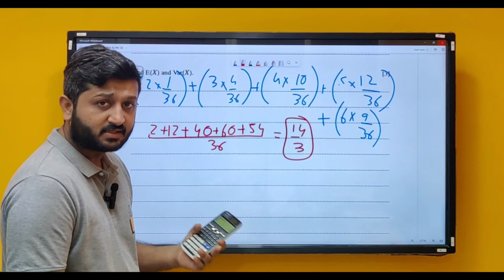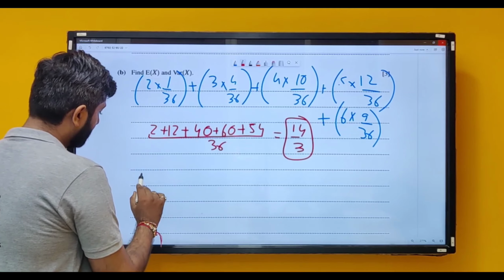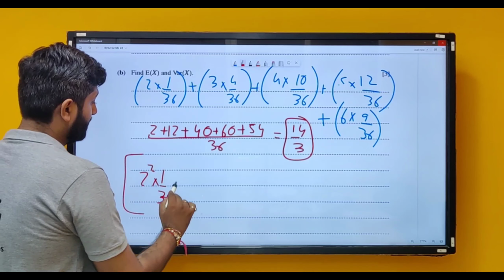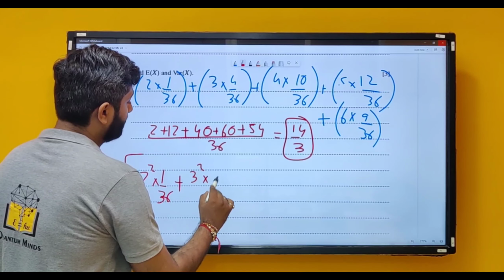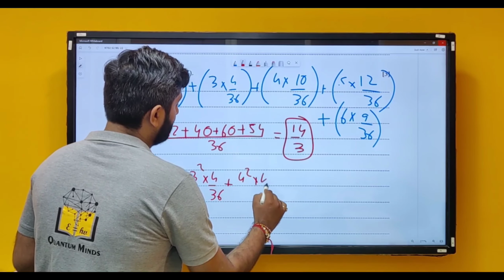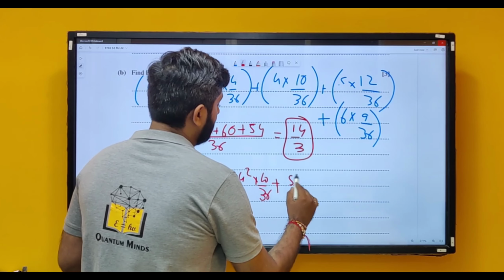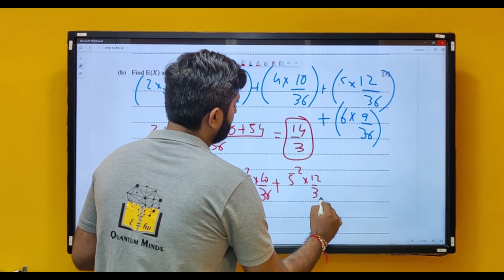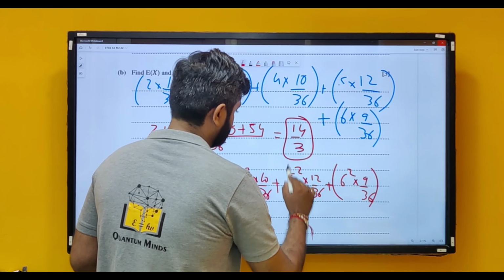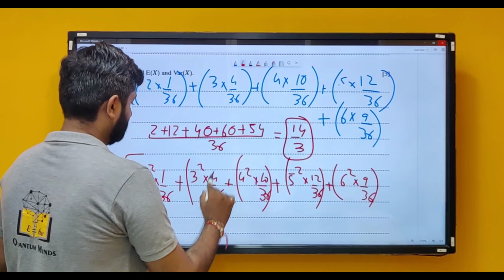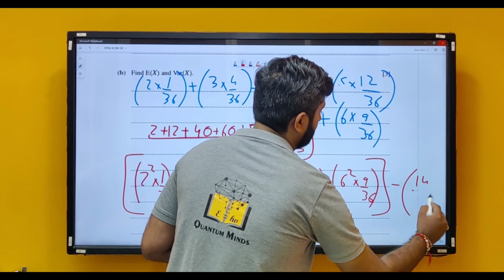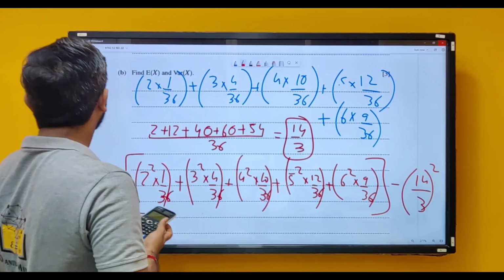Now I'm also supposed to find variance. How to find variance? Variance is nothing but 2 square into 1 by 36 plus 3 square into 4 by 36 plus 4 square into 10 by 36 plus 5 square into 12 by 36 plus 6 square into 9 by 36, and all of this minus square of mean, minus mean square.